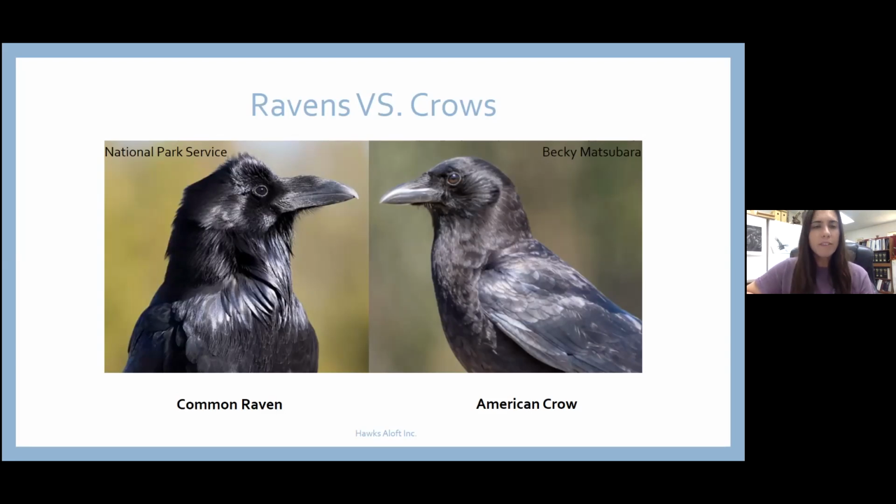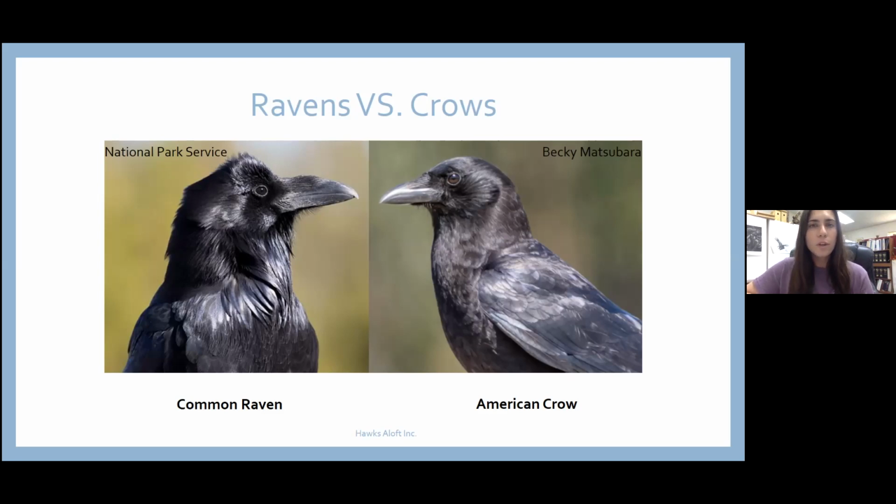But the raven does have a lot of distinct features. Mainly, the biggest difference is that ravens are a lot bigger than American crows. Ravens can get to be the size of a red-tailed hawk, whereas crows are much, much smaller. You can also see the raven has a thicker, bigger beak than the crow, whereas the crow has a thinner, kind of longer beak than the raven.